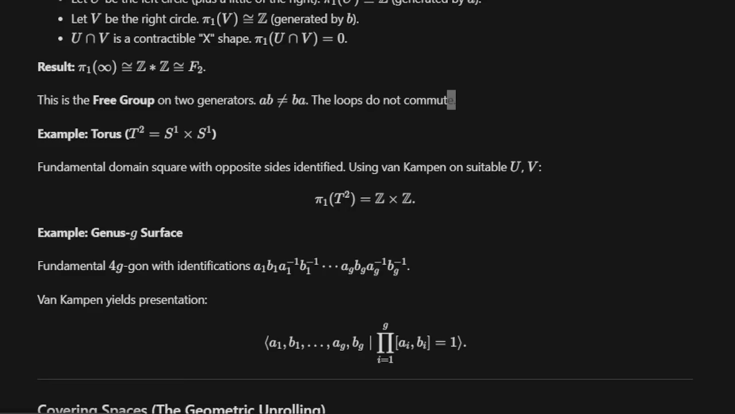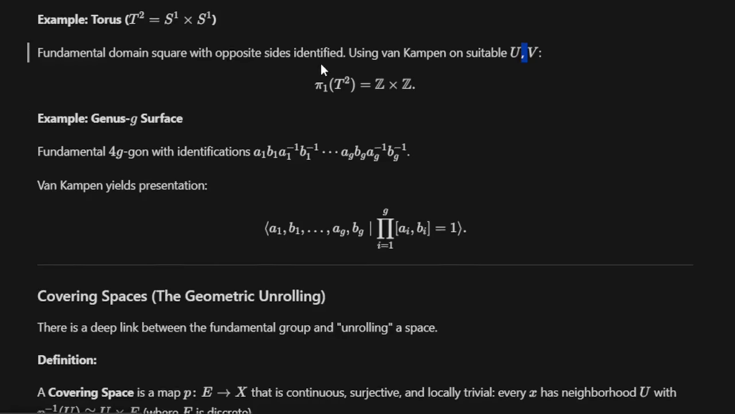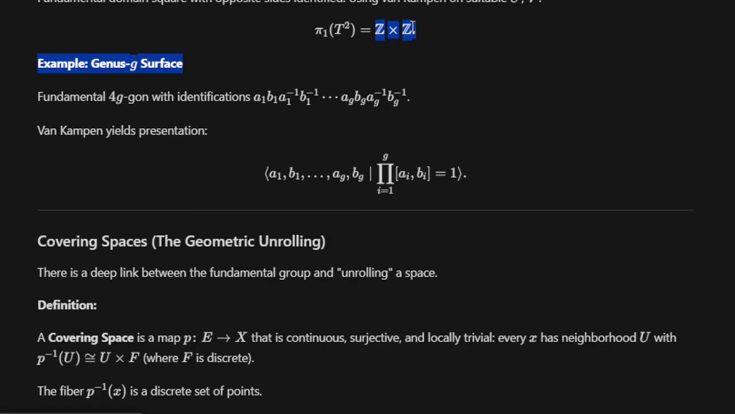The torus, we can draw a loop through essentially a central hole. So that's the idea, and you can't shrink it and it'll get snagged. So the fundamental domain is a square with opposite sides identified, and you can just use the Van Kampen theorem on some suitable U and V on a torus to show that the group structure of it is just the integers squared.